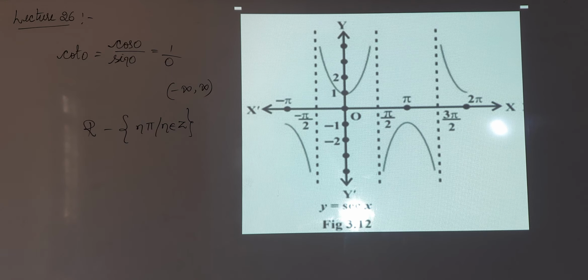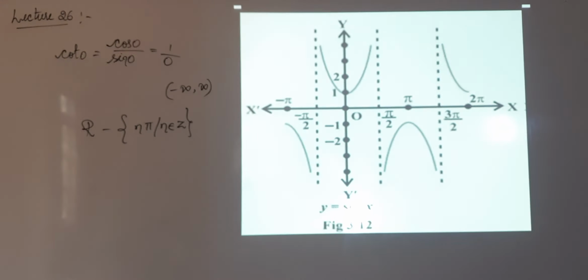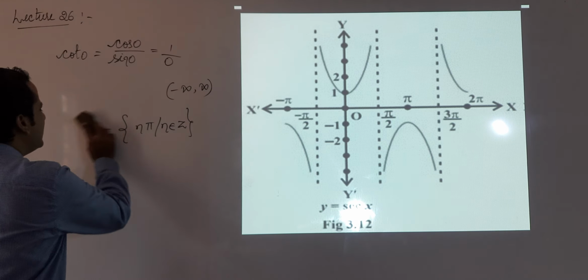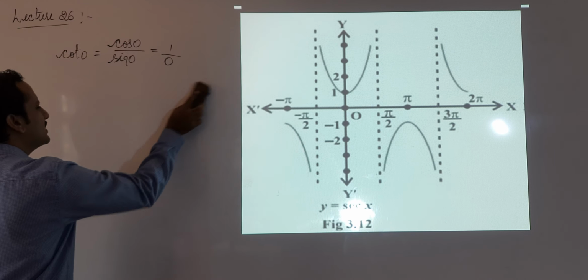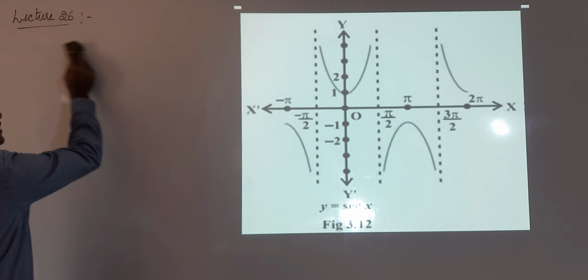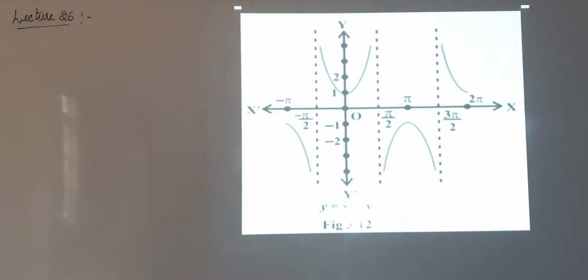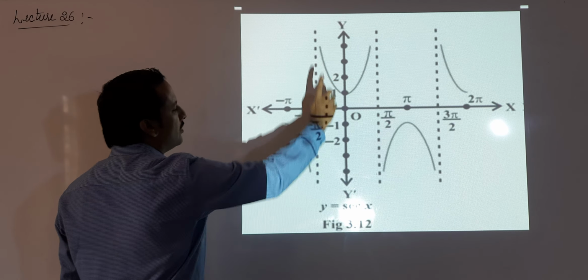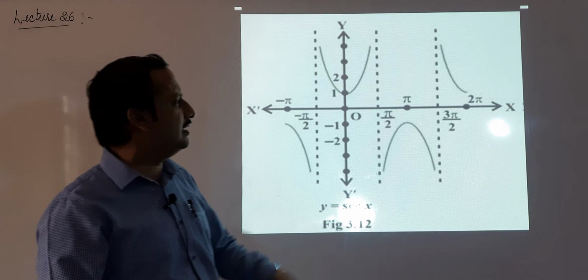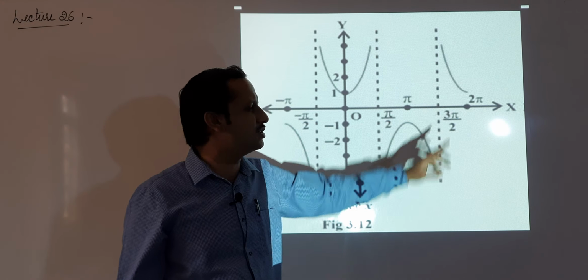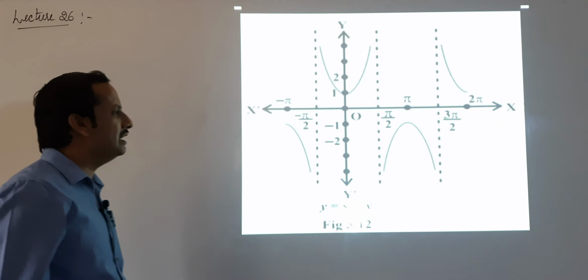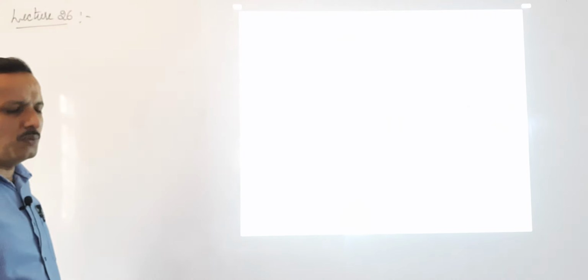This is the graph of secant x, being the reciprocal of cos x. Cos x value lies between minus 1 and 1. So secant x, being the reciprocal of that, will not lie in between minus 1 and 1. You just observe, secant 0 is 1, secant pi by 2 is not defined, secant pi is minus 1, secant 3 pi by 2 is not defined, secant 2 pi is 1.